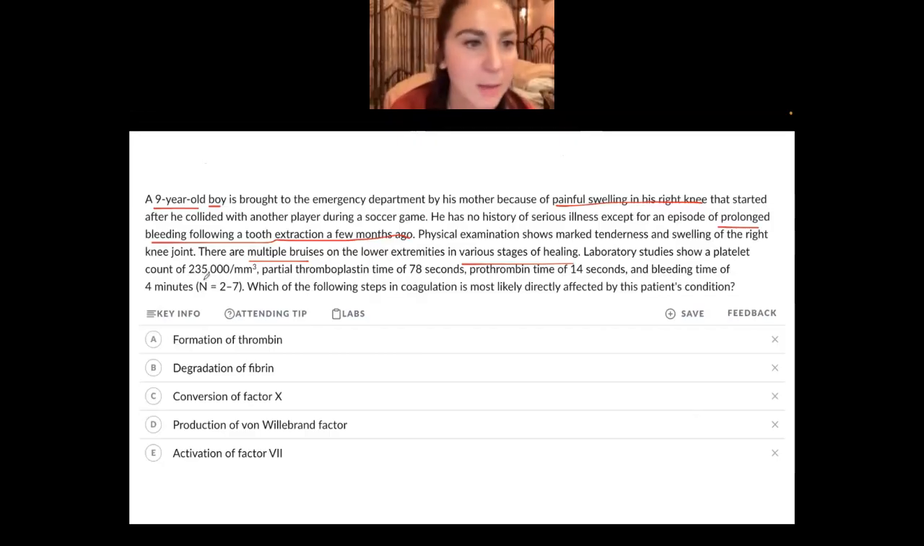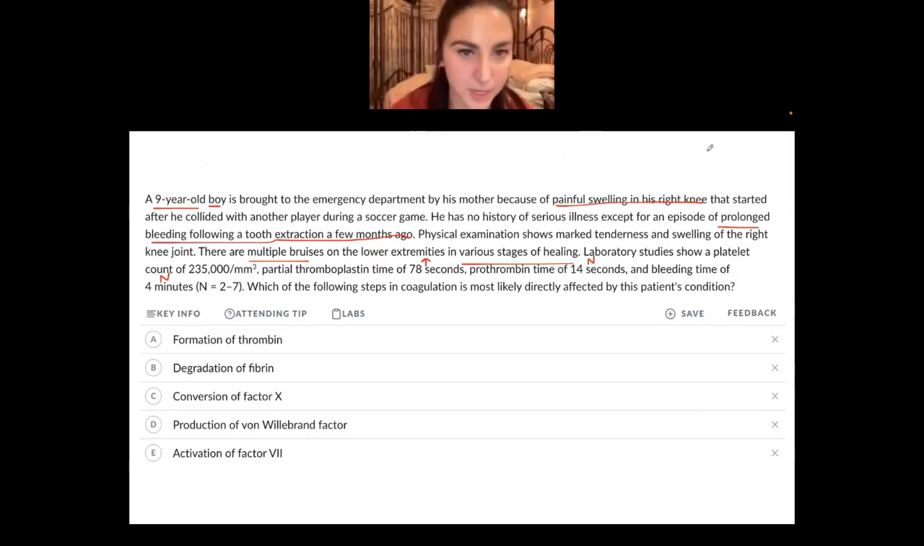And then lab studies, platelet count is 235,000. This is normal, so we know it's not a quantitative platelet issue. A PTT of 78 seconds, this is long, so we know this is prolonged. And a PT of 14 seconds, this is normal. Bleeding time of 4 minutes. This is normal, so 2 to 7 minutes is the reference range. Which of the following steps in coagulation is most likely directly affected by this patient's condition?